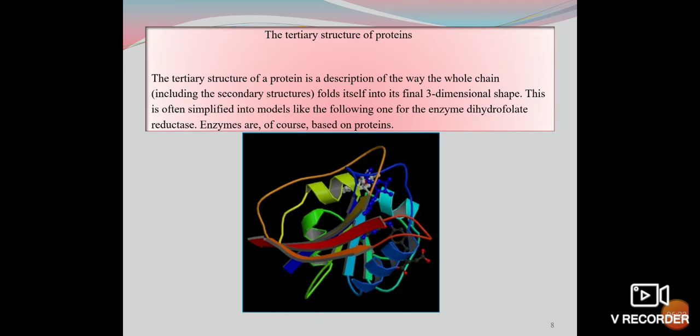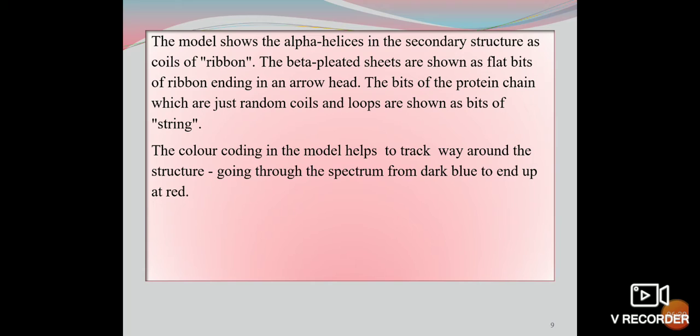So this is the tertiary structure, the final three-dimensional shape. The model shows the alpha helices in the secondary structure as coils of ribbon, and the beta pleated sheets are shown as flat bits of ribbon ending in an arrowhead. The bits of the protein chain, which are just random coils and loops, are shown as bits of string.